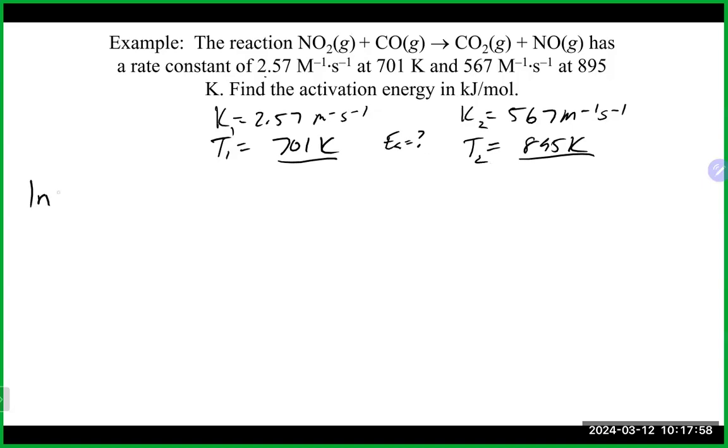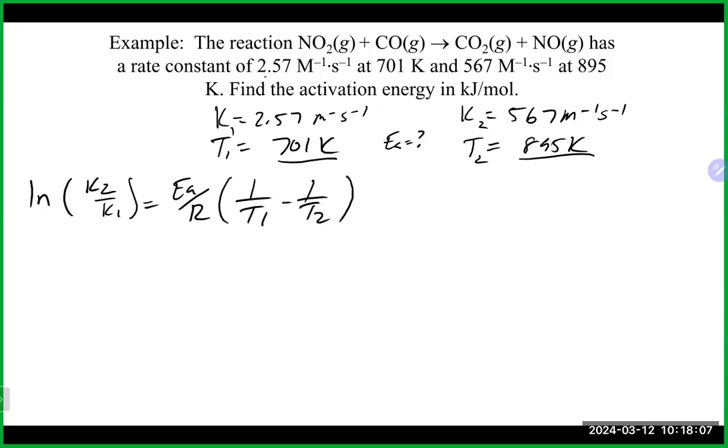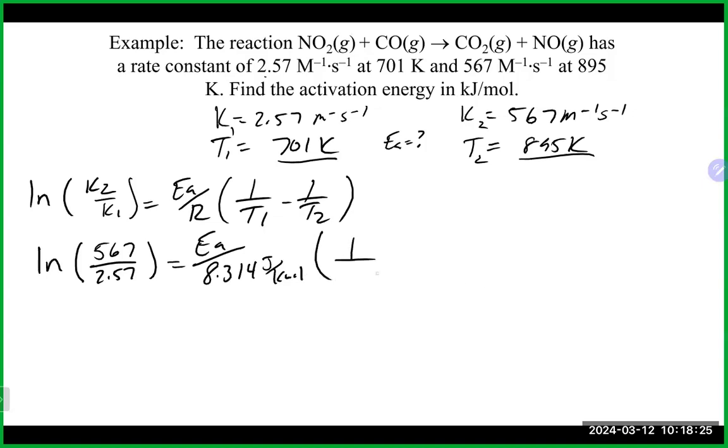We'll use the natural log of K2 over K1 is equal to E_A over R times 1 over T1 minus 1 over T2, I believe. And I think we're good to put everything in. We'll go with the natural log of 567 divided by 2.57 equals our E_A, which is what we're looking for, over 8.314, times 1 over our first temperature, 701, minus 1 over 845 Kelvin in this case. By the way, you do divide first and then take the natural log of it. Don't take the natural log of both of them.